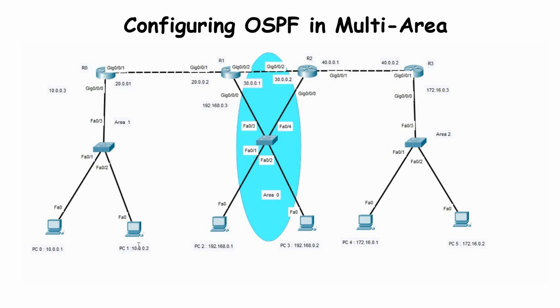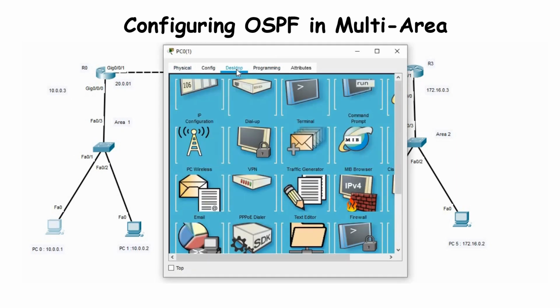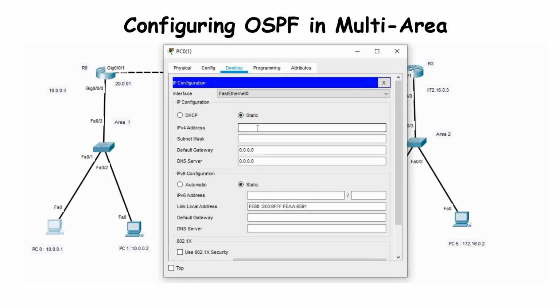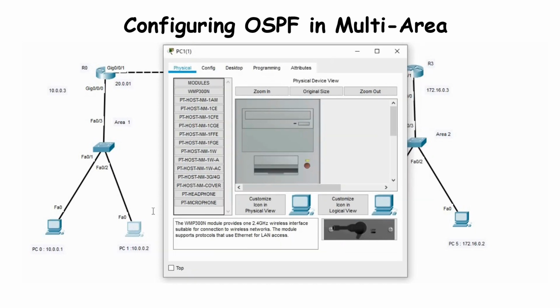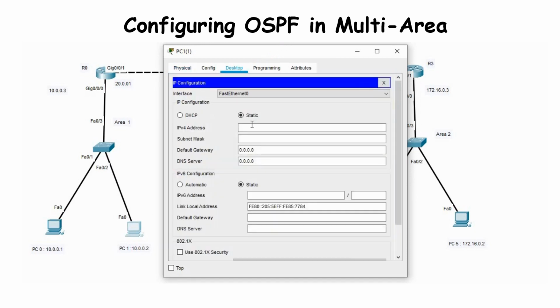For the PC0 and PC1, the default gateway is 10.0.0.3 of gigabit 0/0/0 of router R0. PC0: 10.0.0.1 with default subnet mask and gateway is 10.0.0.3. Similarly for PC1, 10.0.0.2 with default subnet mask and gateway is 10.0.0.3.